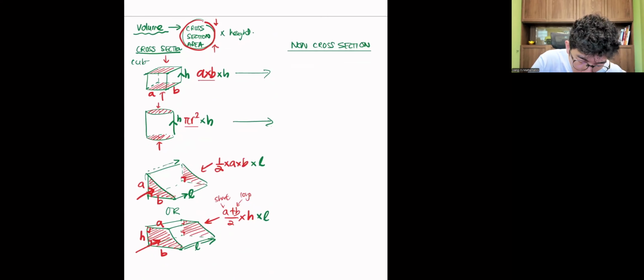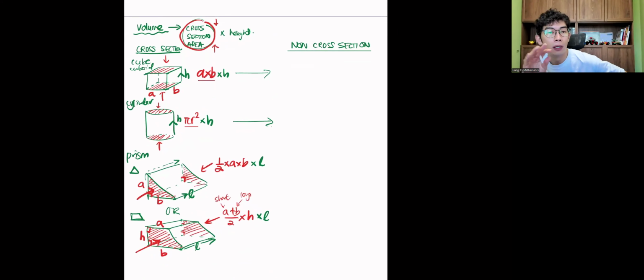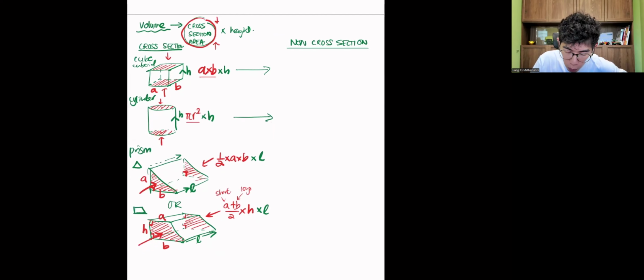So this is cuboid. This is your cylinder. This is your prism, where this is a triangle and this is a trapezium one. Tell me the leftover, your non-cross-section, what do you have? Suppose sphere will be kind of in the middle, so I will separate sphere out as an isolated volume. Okay, sphere I'll isolate.